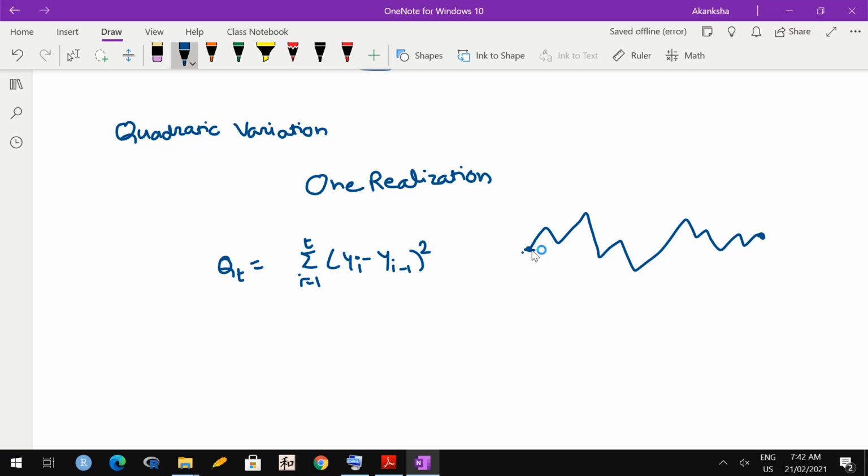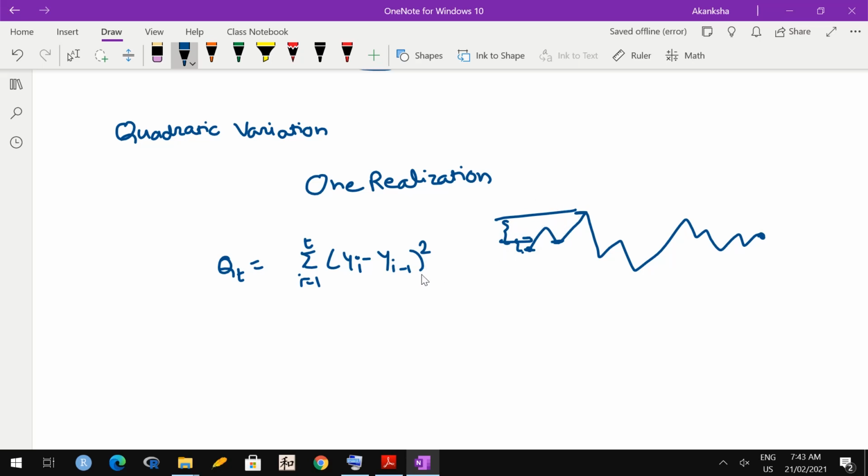First unit of time, I have moved from here to here, which means this much is the variation. So I take the square of that. In the next, I have moved from here to here. So this much is the variation. So I take the square of that. And we go on adding.